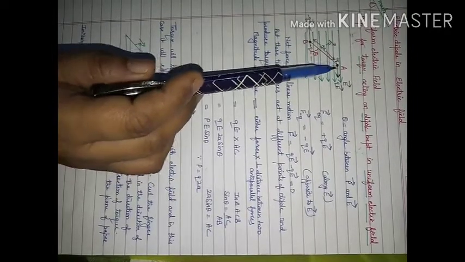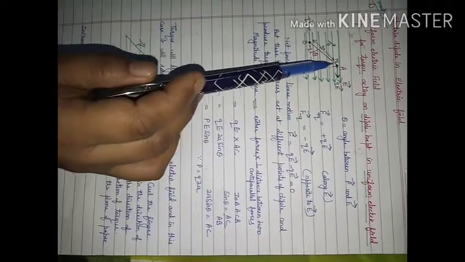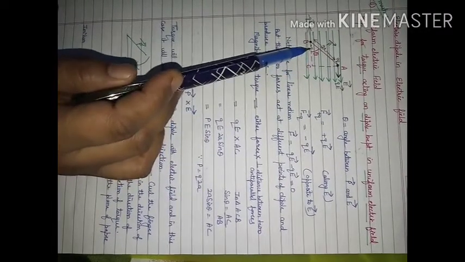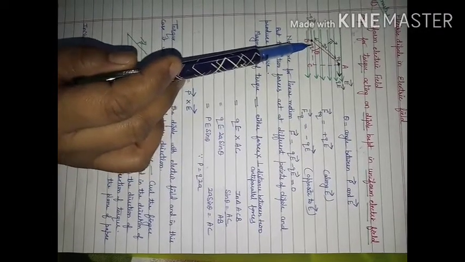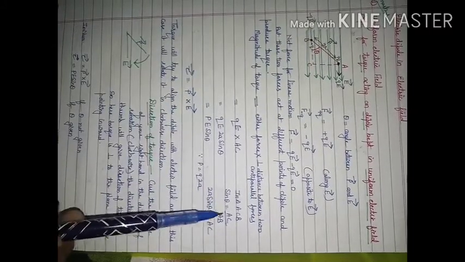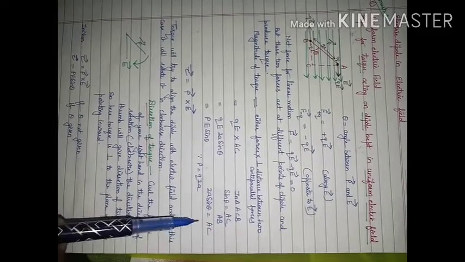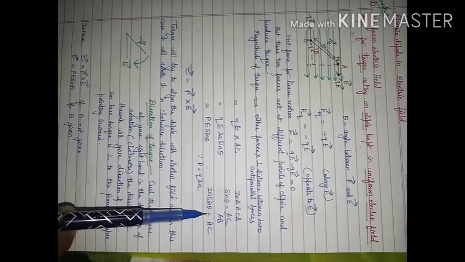So in triangle ACB, we have to find the value of AC. We can use trigonometry: sin theta will be equal to perpendicular upon hypotenuse. So sin theta will be equal to AC upon AB. AB will be equal to 2A. So AC will be 2A sin theta.